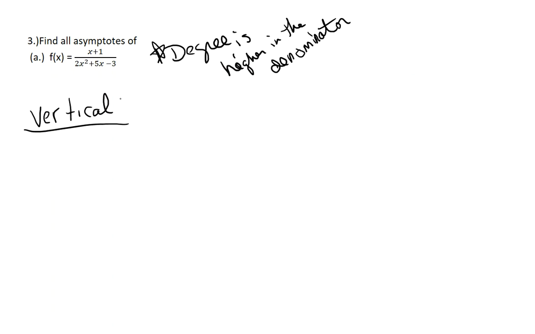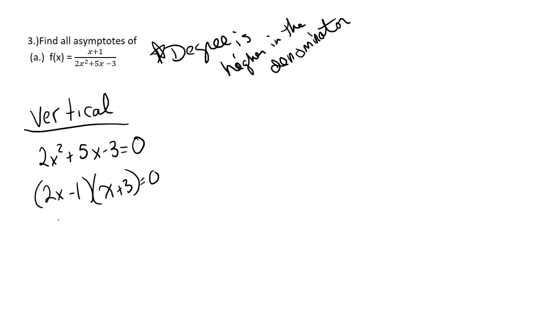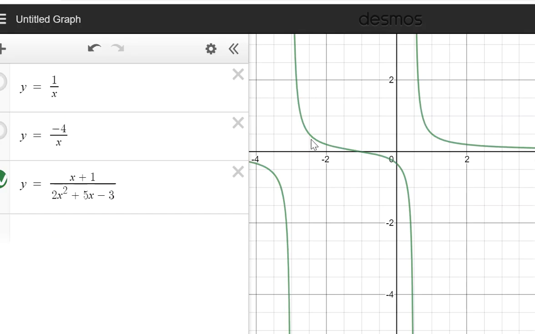How you would find those vertical asymptotes is you would simply take the denominator and set it equal to 0. Either using the quadratic formula, factoring, or completing the square, because this is a quadratic, you would solve for x. This is factorable, so I'm going to factor this. And I get 1/2 and -3. Now I'm going to the graph, and you can see that's where that -3 was, and that's where that +1/2 was.